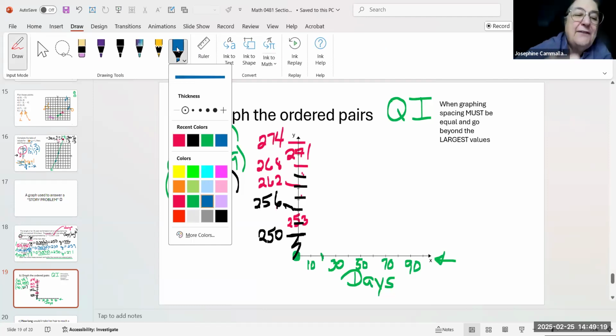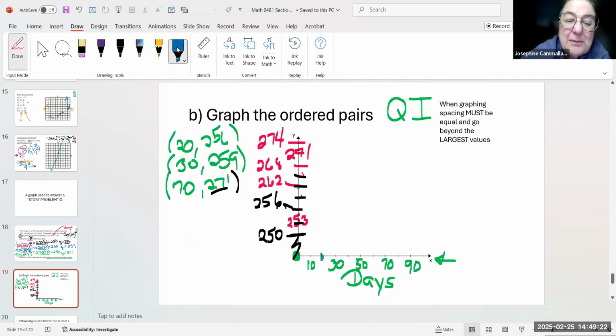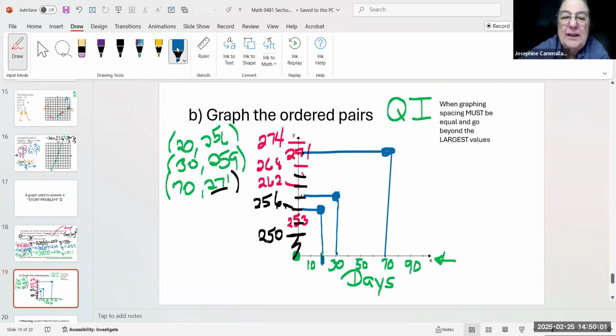Okay. My first point is 20. Well, that means I'm going to 20 here, and I'm going up to 256, which is right about here. Then I have 30. Now I'm going to 259, which is going to be right about here. Straight up 259. And notice I'm putting these little boxes so that you know. Now 70, I'm going to go all the way up to 271.